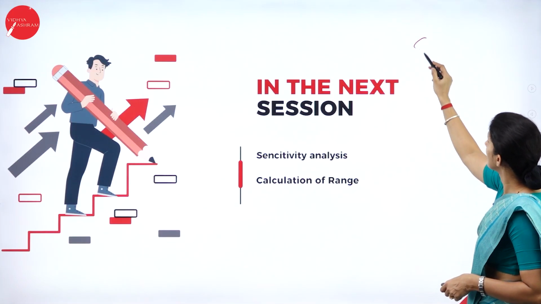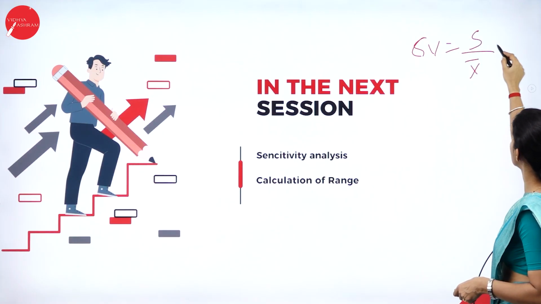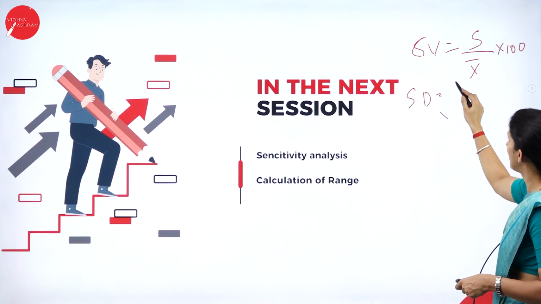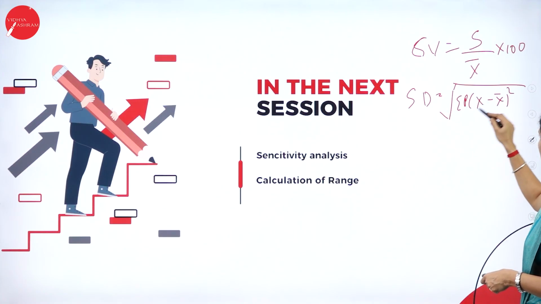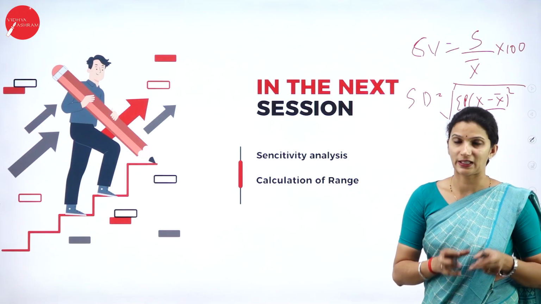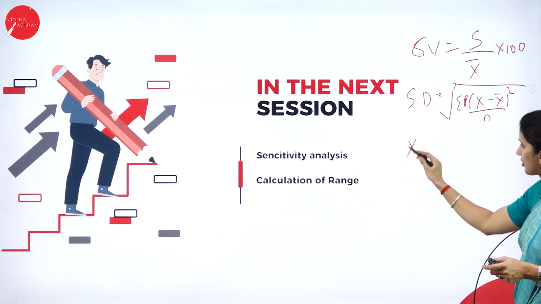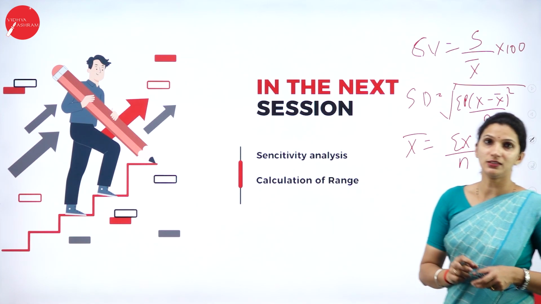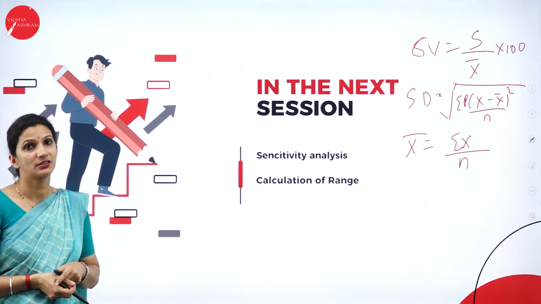So this is how we need to find the coefficient of variation. Your CV formula is your standard deviation divided by x bar into 100. We need to find the standard deviation, which is root of sigma p into x minus x bar square divided by n. Usually in these questions we don't have the probability p, so we'll calculate x minus x bar square divided by n. Your x bar is simple: your total of x, that is sigma x, divided by n. This is how we find the CV and standard deviation.